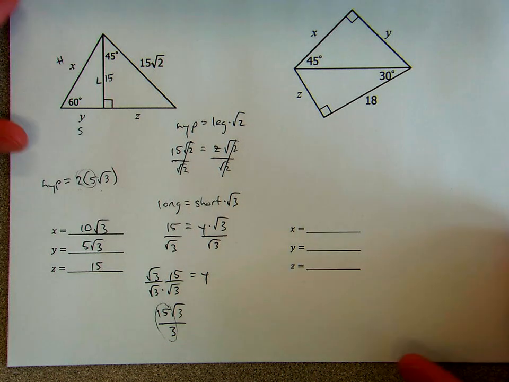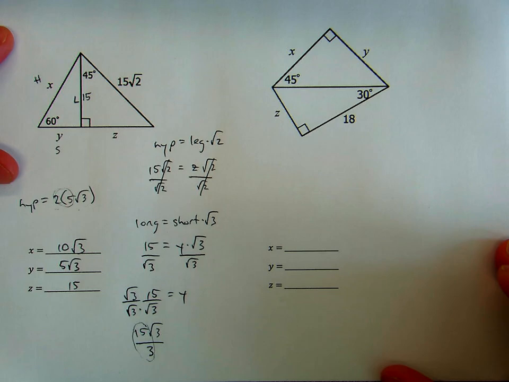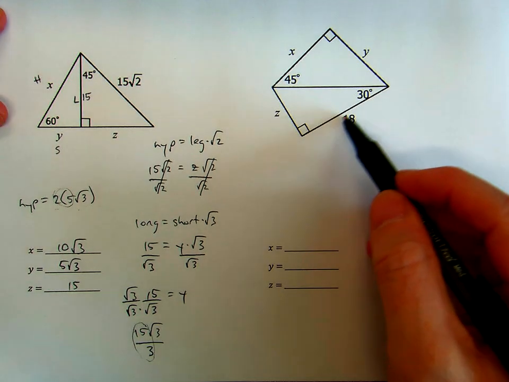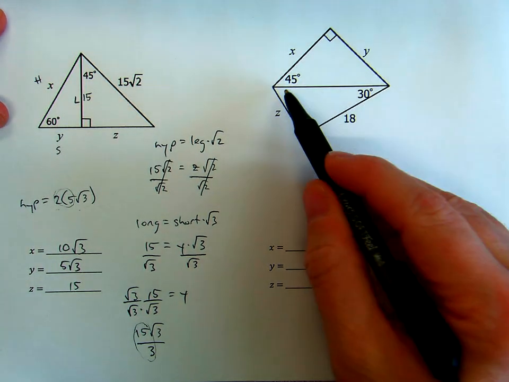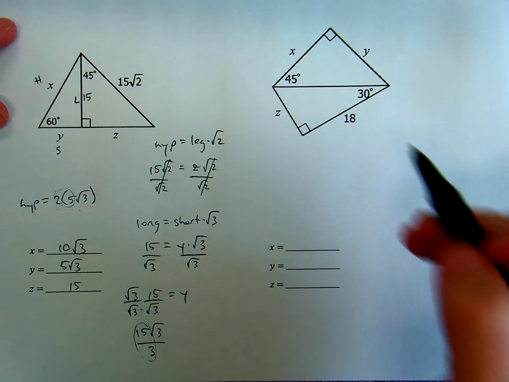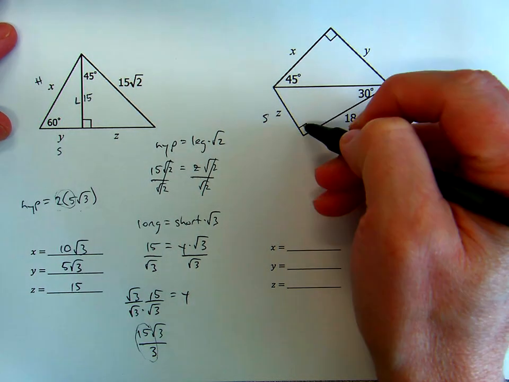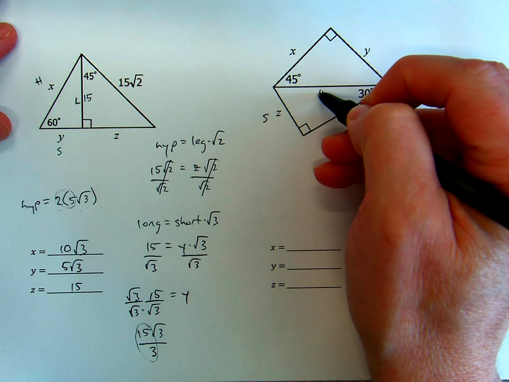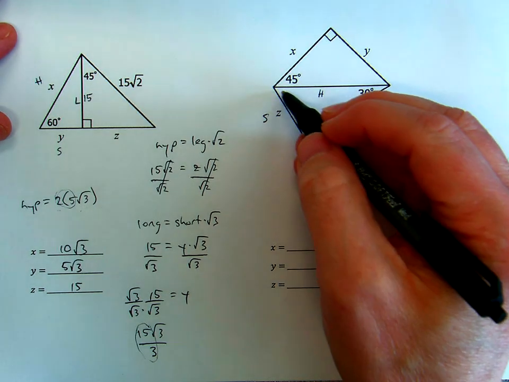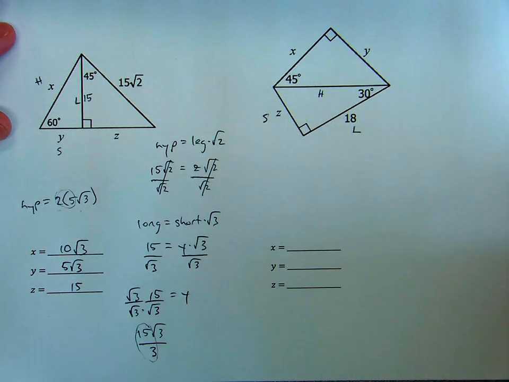All right, one more. So I got my side down here. This is a 30, 60, 90 triangle. I'm going to go ahead and label them. Z must be my short side. This guy is our hypotenuse. And this guy across from the 60 is the long side.